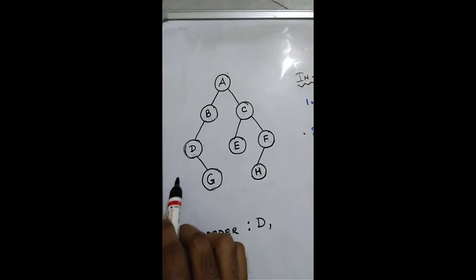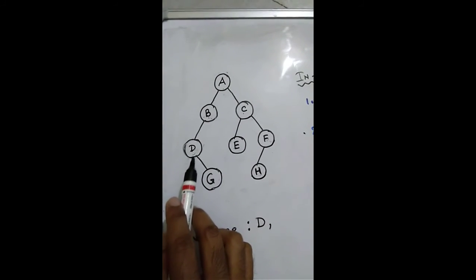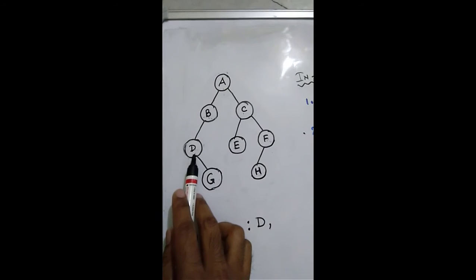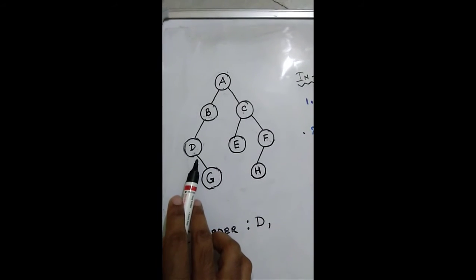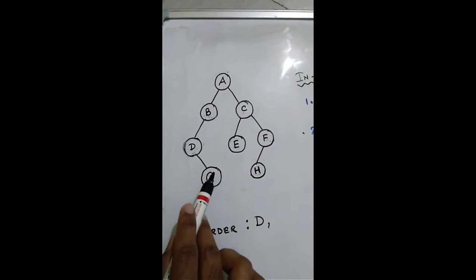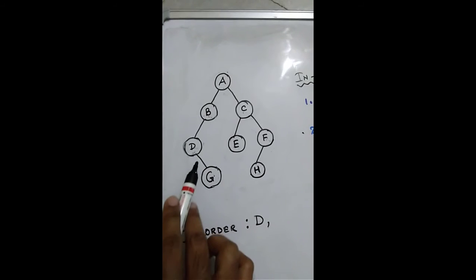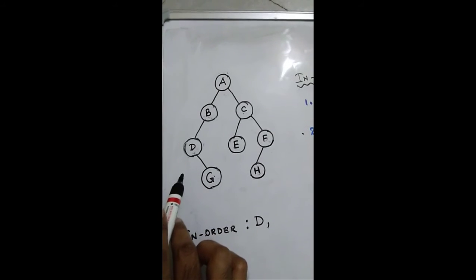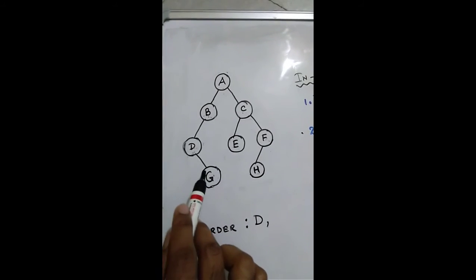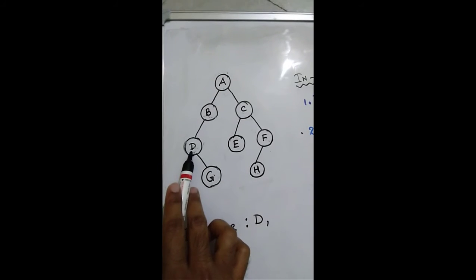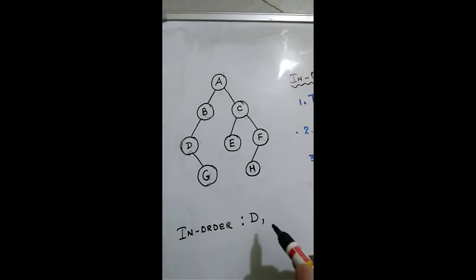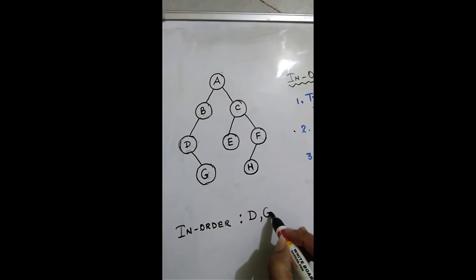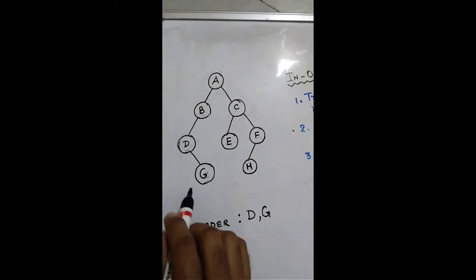Now since there is no left subtree present, we will move further to the second step. So we have visited the root and printed it. Now our last job is to visit the right subtree. In inorder traversal it looks like left, root, right. Left is not present, so we have visited the root. Next we will move further to the right. In right we have G, so we will visit and print it.